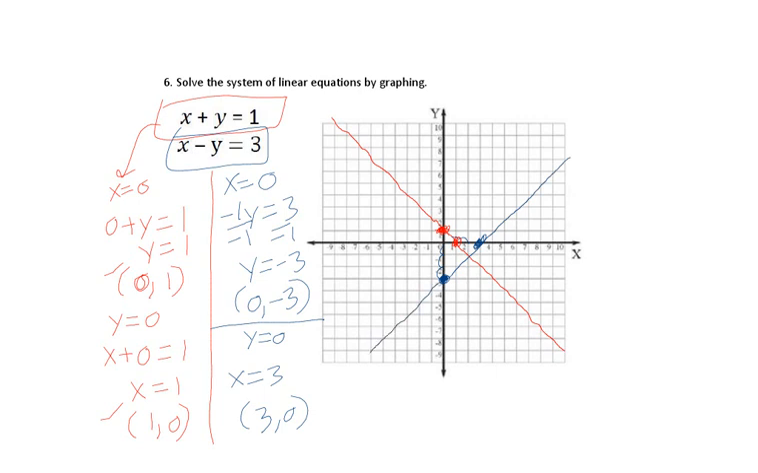And like this. Okay. Alright, so notice where the red and blue cross. It crosses right here, where I have it in green. And it looks like the x value is 2 and the y value is negative 1. So the answer is 2, negative 1.